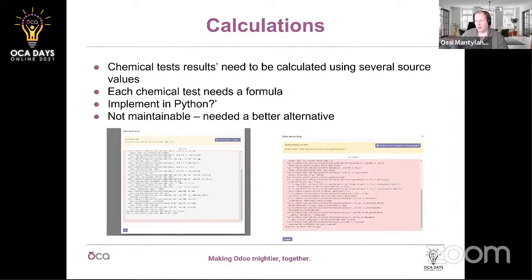So we needed to have something better, something that is easier to maintain, but still quite powerful, because you can't just have a basic formula where you take these 10 numbers and do a sum of these. No, these vary a lot.